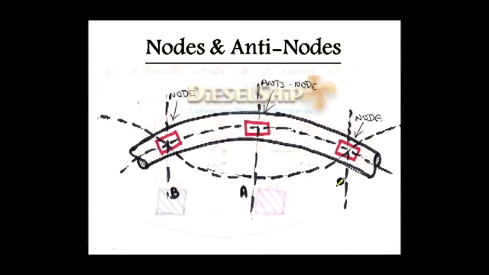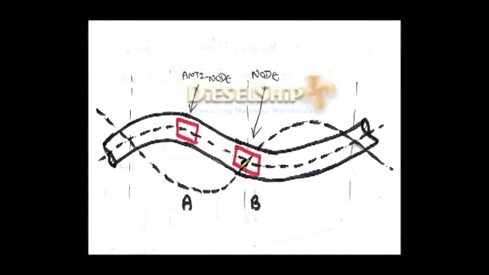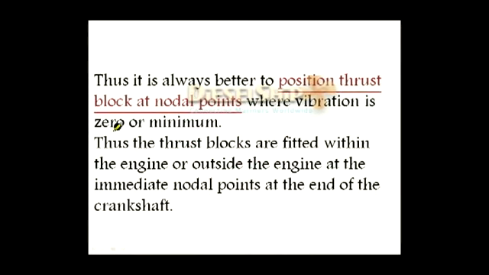Let's see the next picture. Here again, the node has no vibration at all or minimal, and the antinode is the point where there is maximum vibration. So the thrust block must always be placed at the nodes, not at the antinodes. The thrust block can be placed at any of the nodal points along the shafting system. Thus it's always better to position the thrust block at the nodal points where the vibration is zero or minimum.